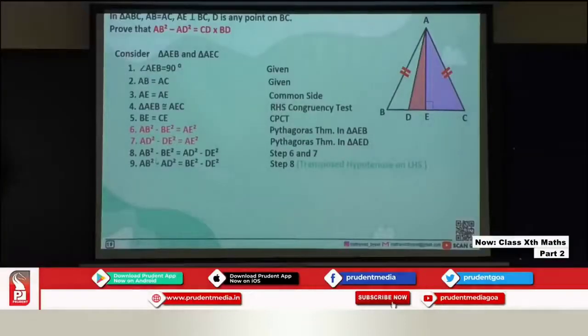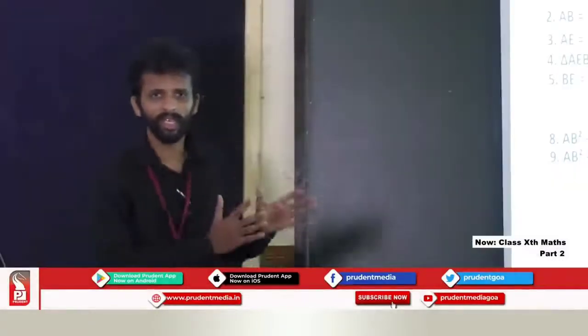So AB square, AD square, which is on the right hand side and positive, goes to the other side and becomes negative. BE square, which was negative, is transposed to the other side and becomes positive, and minus DE square is as it is. I hope you have understood till here.